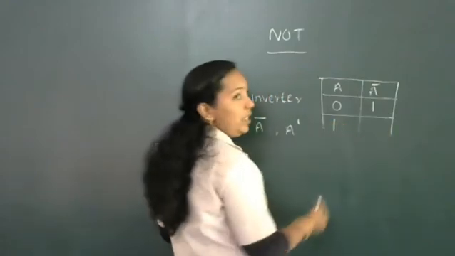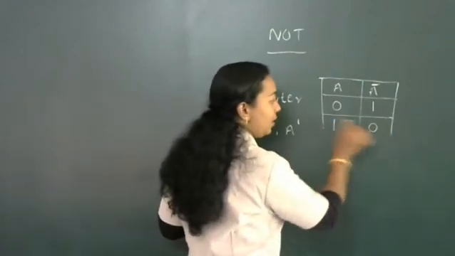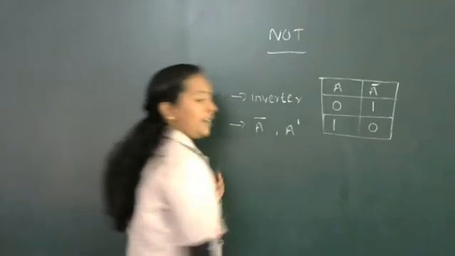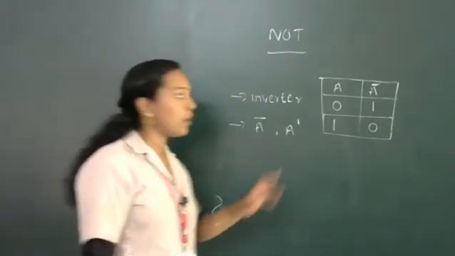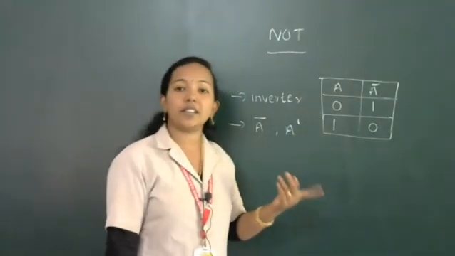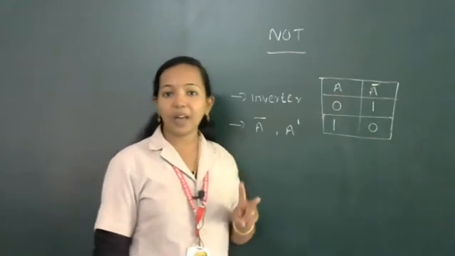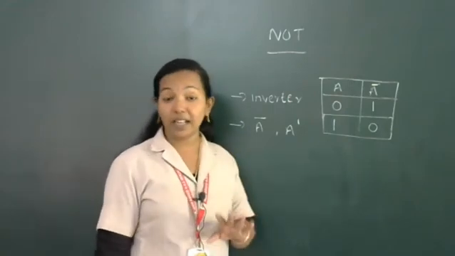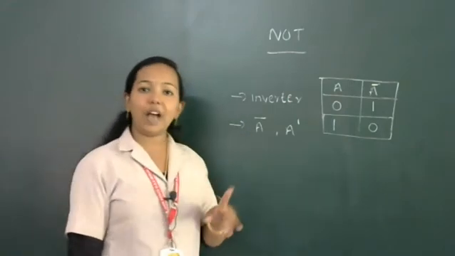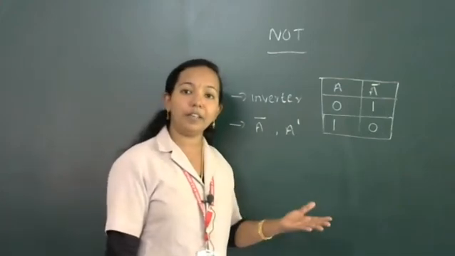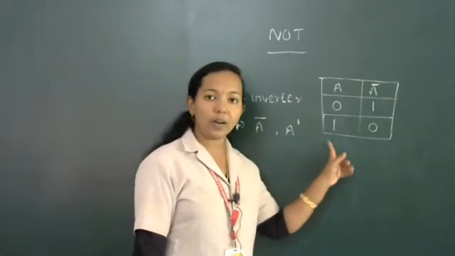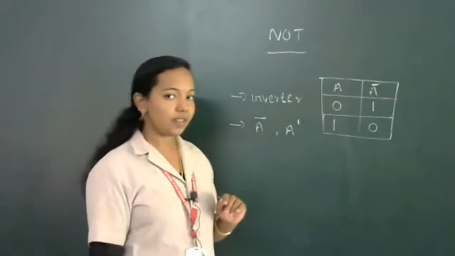If A is equal to 1, its complement is equal to 0. If A is equal to 0, what is its complement? There are two values available in Boolean algebra. If the value is 0, then its complement will be 1. If the value is 1, its complement will be 0.